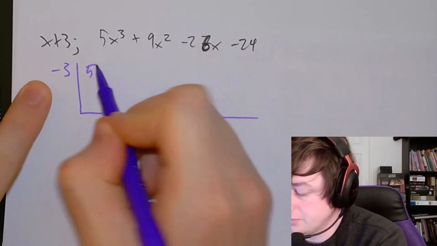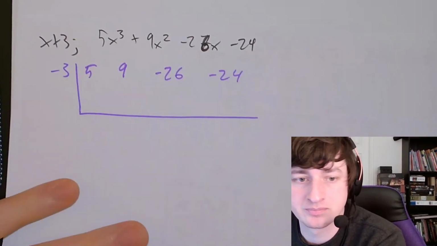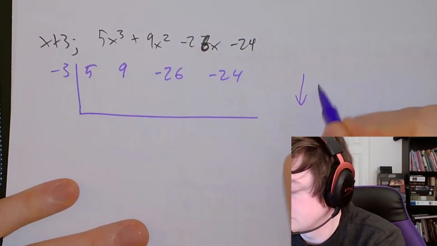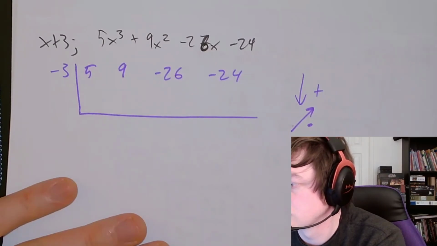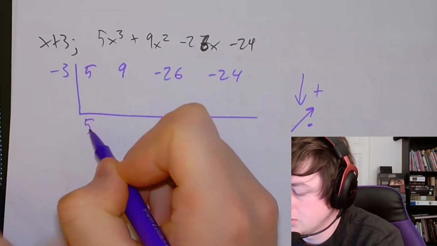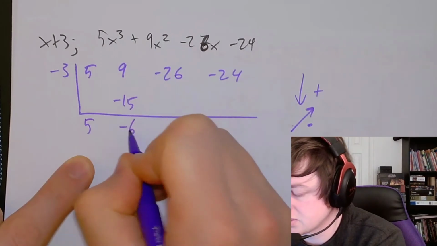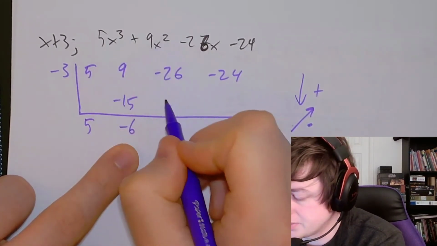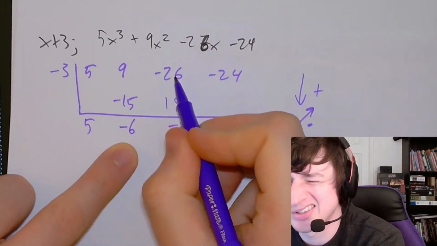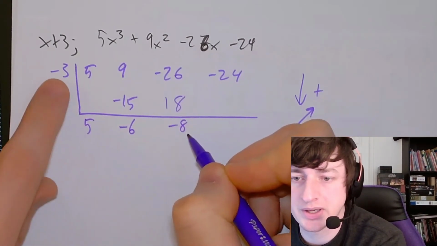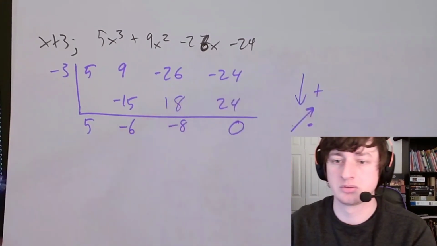So we get 5 and 9, negative 26, and negative 24. And so we're just going to add down, multiply to get our next addition problem. Okay, so 5 here times negative 3, negative 15. It's going to give us negative 6. Multiply, we get positive 18, which means we're going to get a negative 8, because 18 minus 26 is negative 8. Then multiply 8 times 3 is 24. They're both negative, so we get a positive, and we get a 0 at the end.